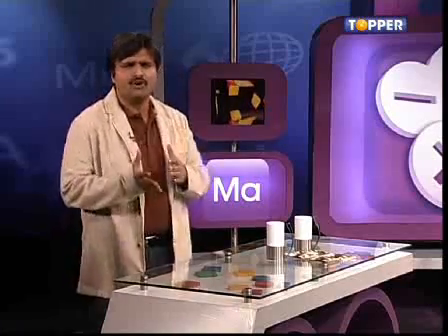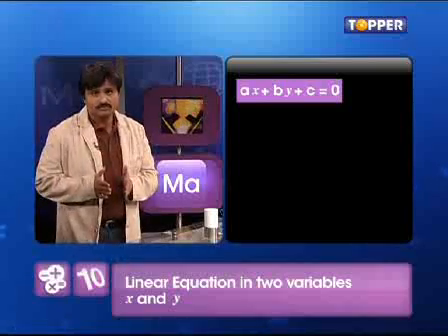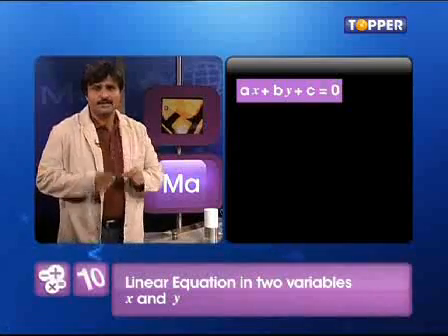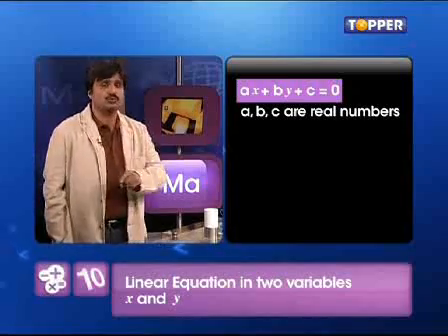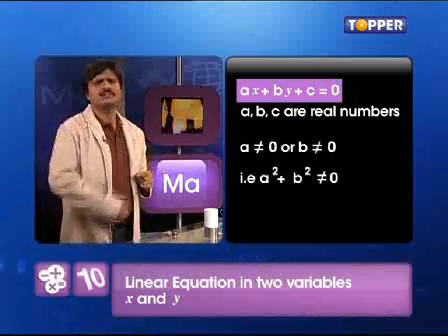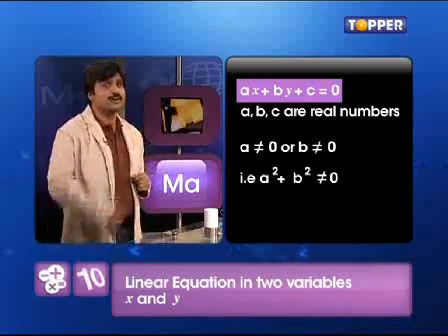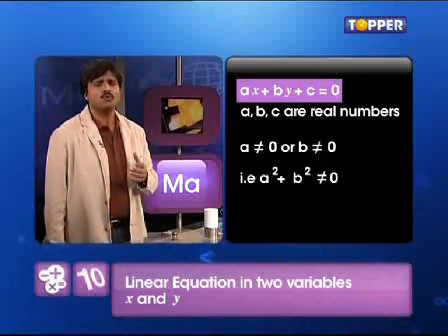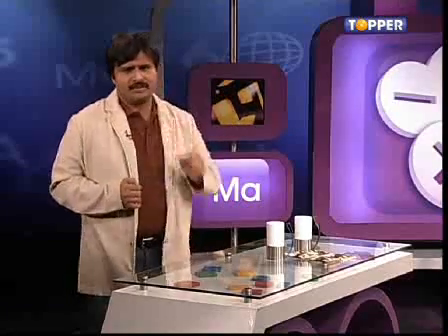Now, any equation which can be put in the form ax plus by plus c equals 0, where, very importantly, a, b and c are real numbers, and also a and b are both non-zero, then it's called a linear equation in 2 variables. And what are those 2 variables? X and y.